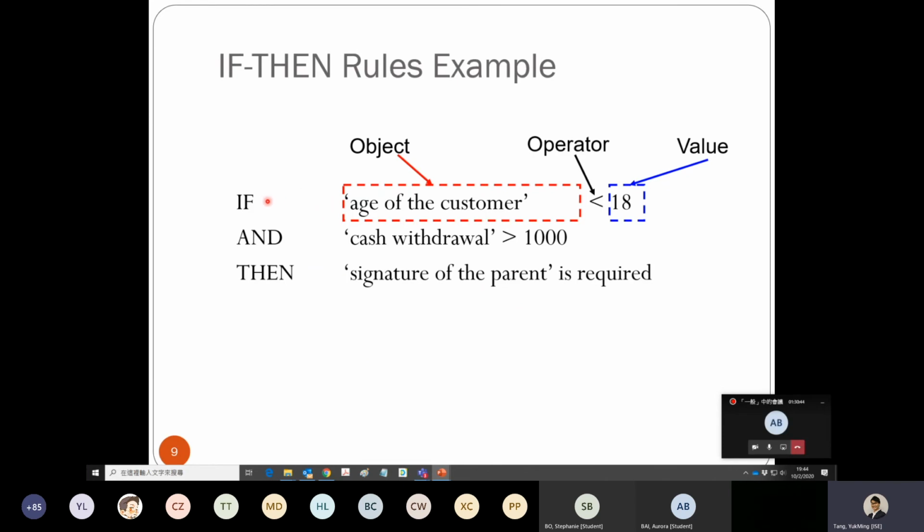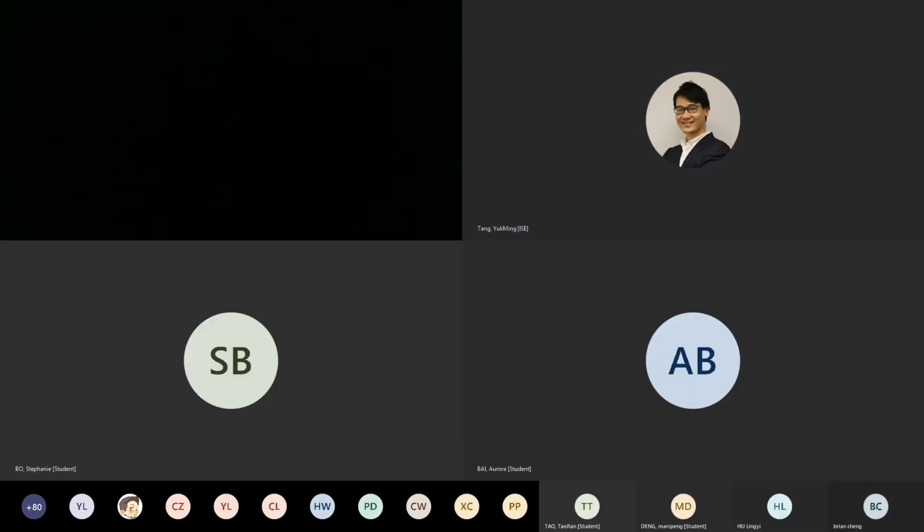This is another example. The age of the customer is the object, smaller is the operator, 80 is the value. If the age of the customer is less than 80, and then we add one more condition, the cash withdrawal is larger than 1,000, then the signature of the parent is required. So this is the if-then rules example, right?